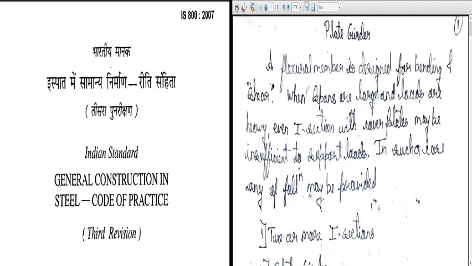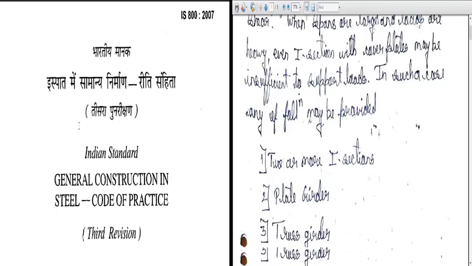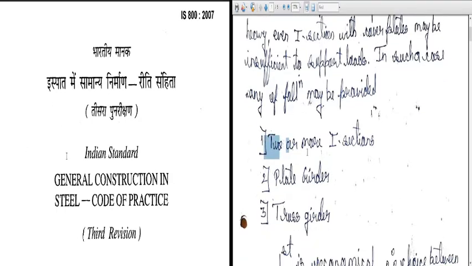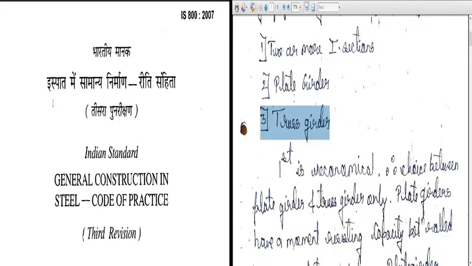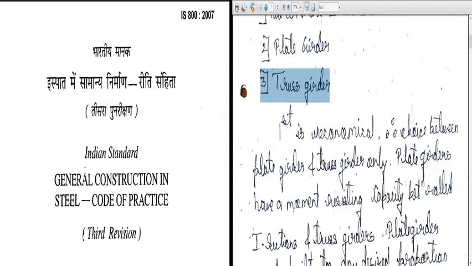In such cases, any of the following may be provided: two or more I sections, plate girder, and truss girder. Now let us see the first option. Two or more I sections is uneconomical. Therefore, the choice is between plate girder and truss girder only. So we have to go with either plate girder or truss girder.